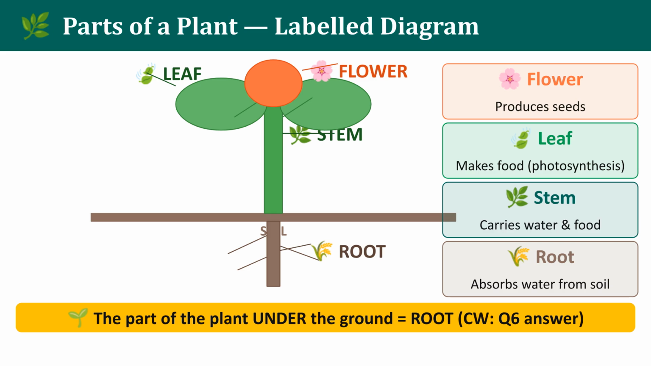Now the flower. Flowers are beautiful, but they also have an important job. Flowers produce seeds. These seeds help grow new plants. Can everyone remember one important point? The only part that stays under the ground is the root.